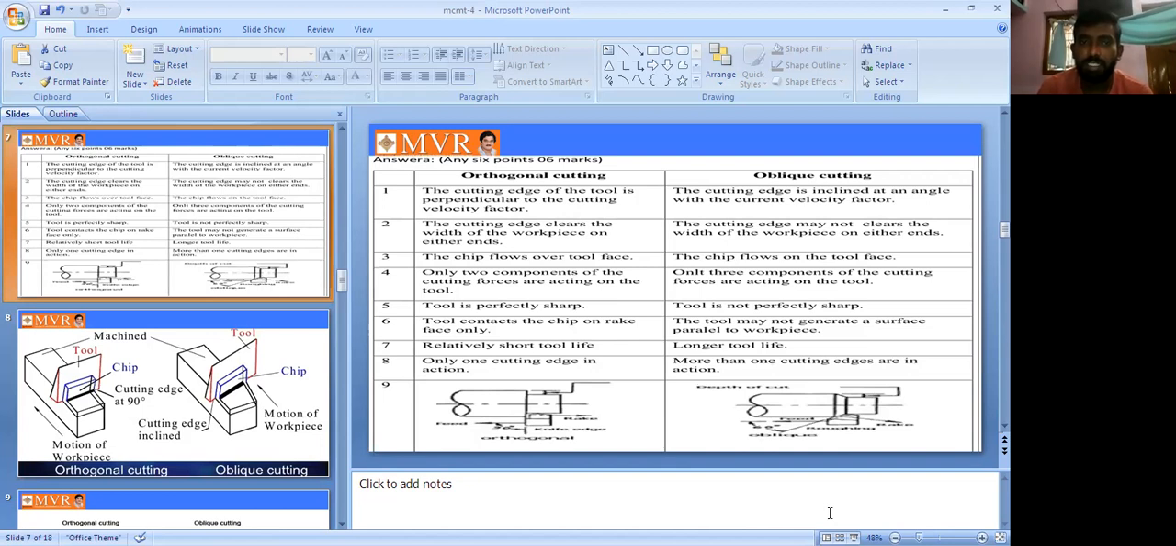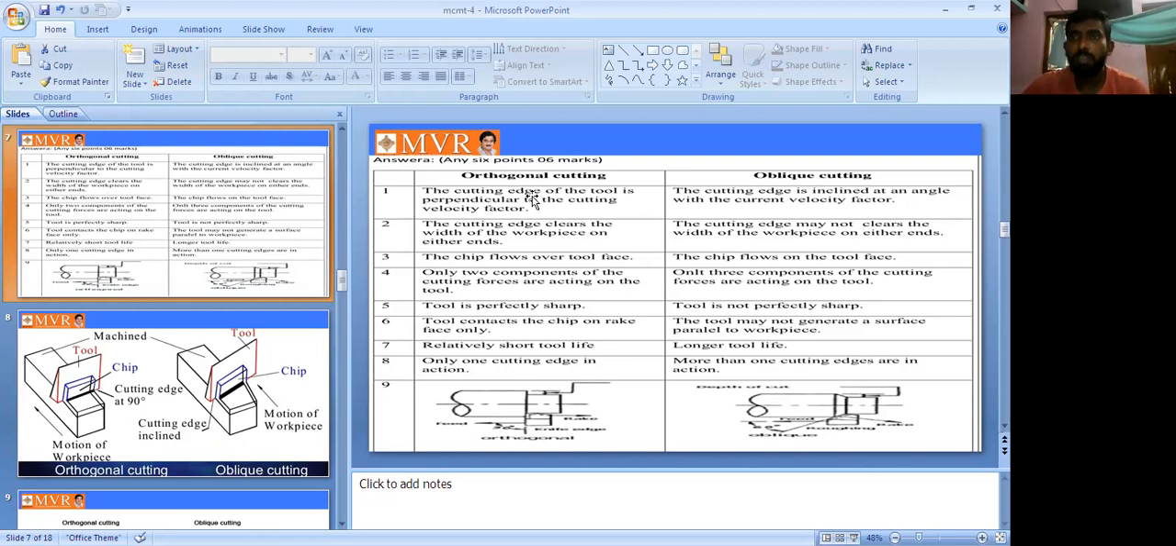The first one we can see is orthogonal cutting. The cutting edge of the tool is perpendicular to the cutting velocity vector. See here, the cutting edge is always perpendicular to the cutting velocity vector, so we call that orthogonal cutting. In the other case, the cutting edge is inclined at an angle with the cutting velocity vector, so we call that oblique cutting.